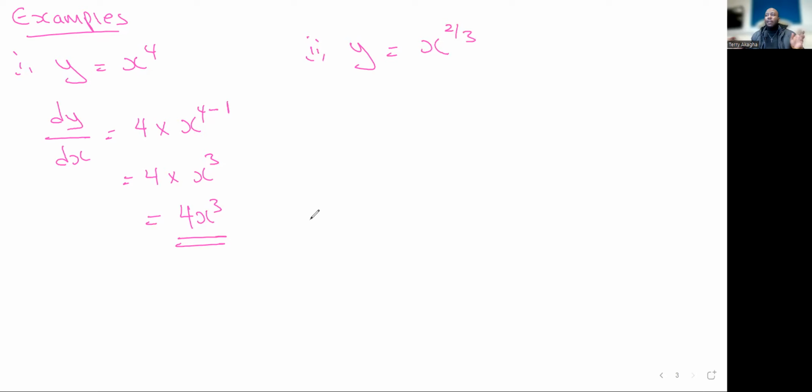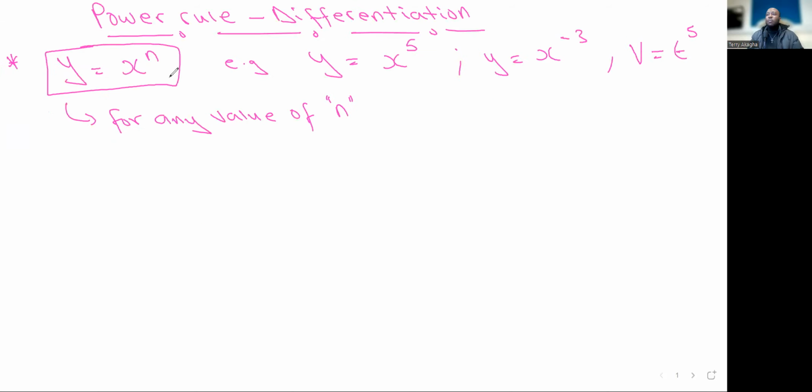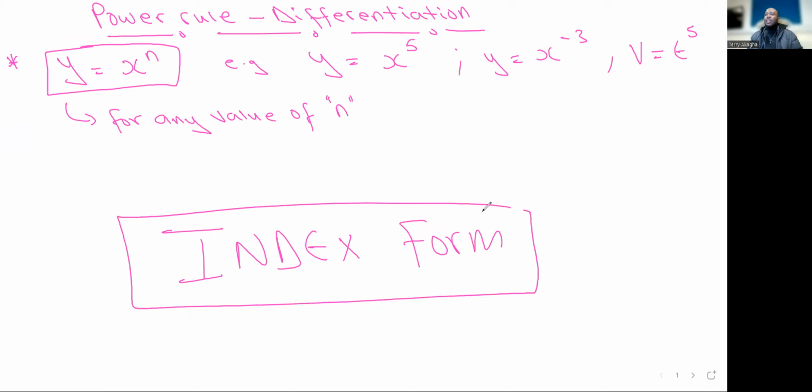Same thing, same principle. Remember I said for you to differentiate, don't forget it has to be in an index form. Before you start differentiating, I said it in the first video, make sure the question is in an index form, and it's an index form here. So that's why we can just go straight and differentiate.